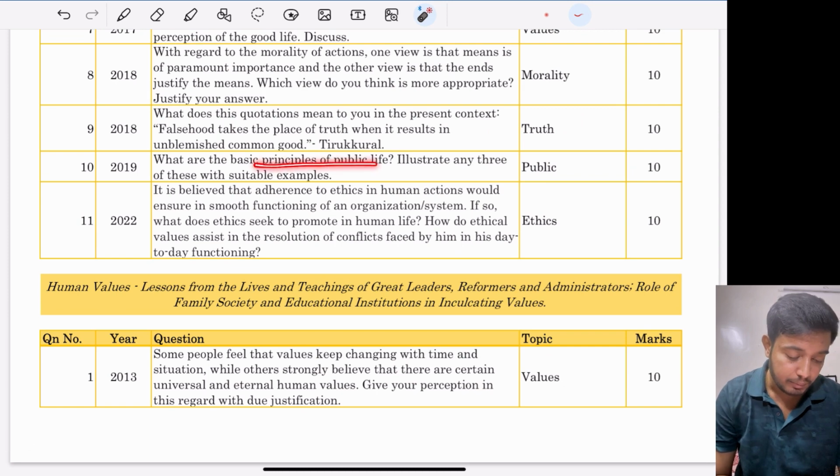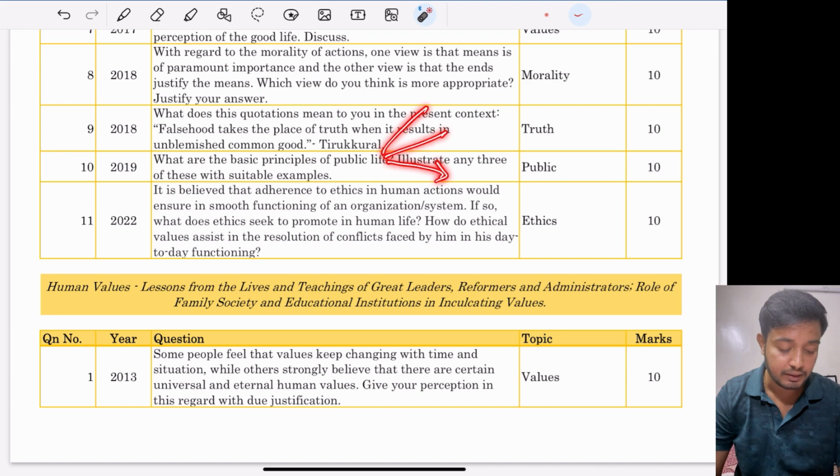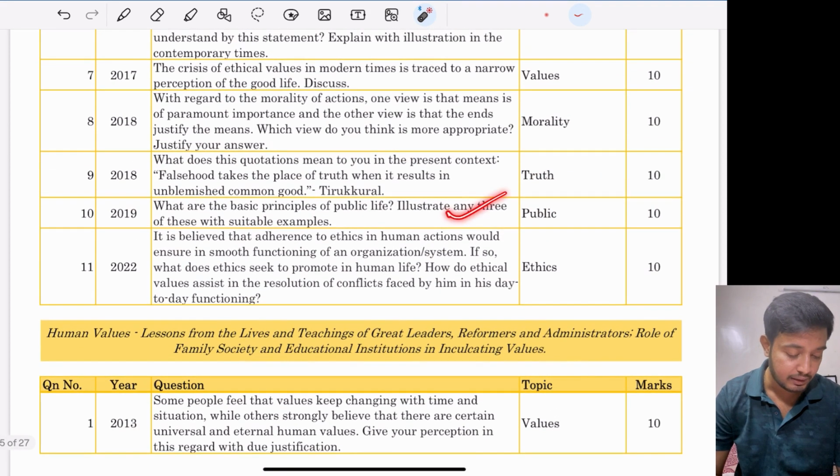What are the basic principles of public life? Let's state any three of these with suitable examples. There are a few basic principles which should be followed by people who are in public life. You need to know what exactly public life is. It can include government servants, civil servants, military people. It can include celebrities, it can include influencers. All those people who remain in public life, where people can watch them, and it is a bit more open in the media or society as against private relationships. This comes in the private and public part, which I'll be dealing with later.